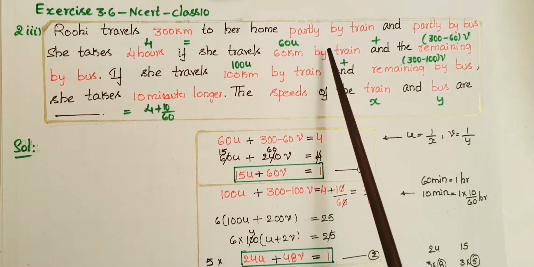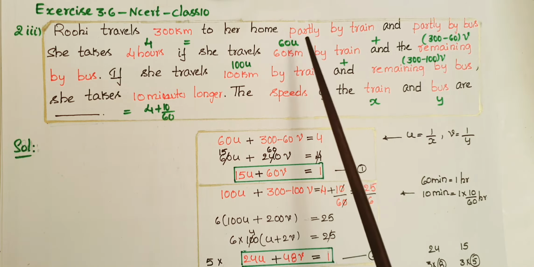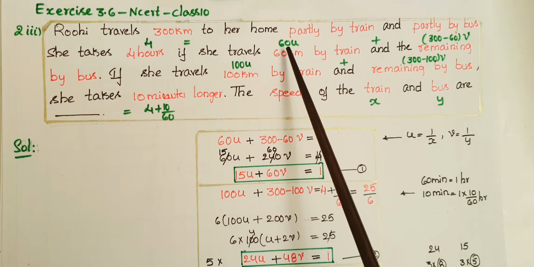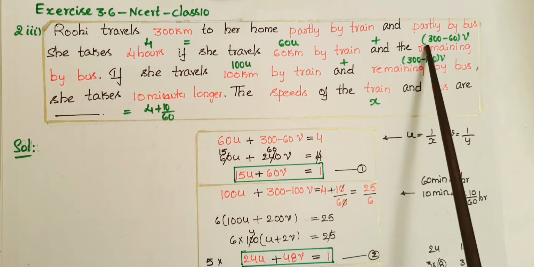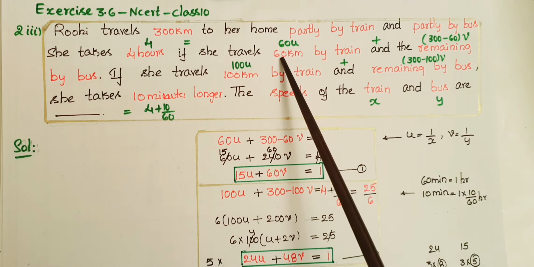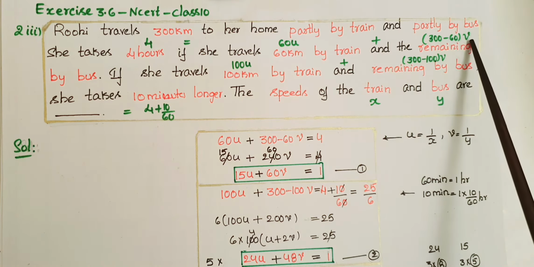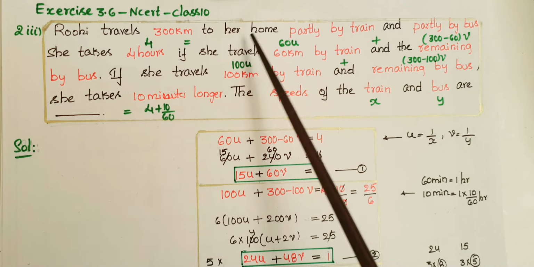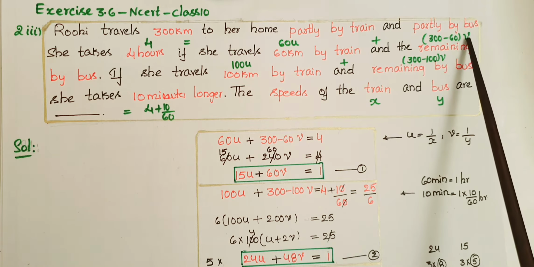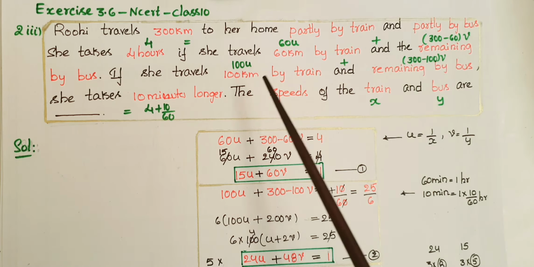So 60 km by train means 60 into u. The speed of the train is x kilometer per hour, so distance by speed is 60 by x, that is 60u. And plus the remaining by bus, so remaining distance is 300 minus 60, that is 240 km, into v. So the speed of the bus is y, so 1 by y is equal to v. And so 4 is equal to 60u plus 300 minus 60 into v. This is the first equation.